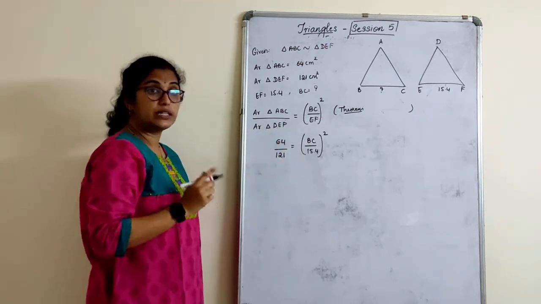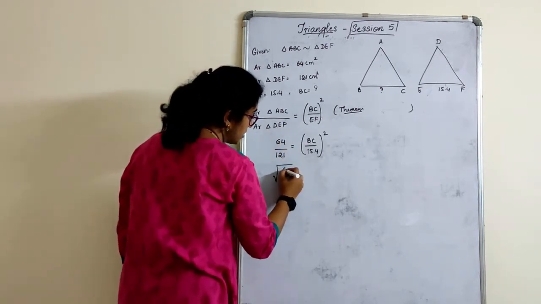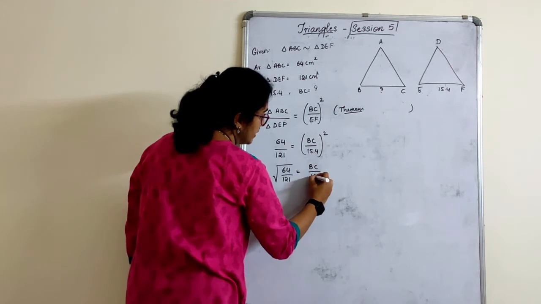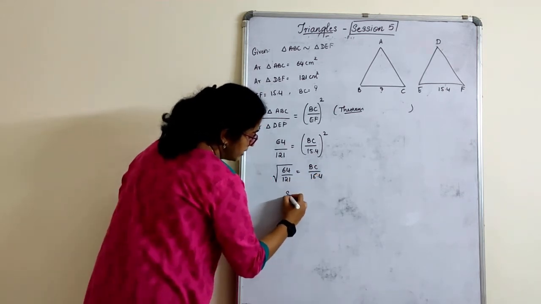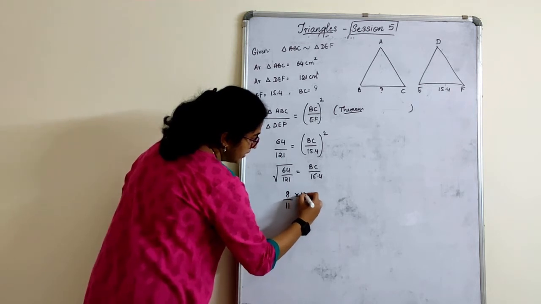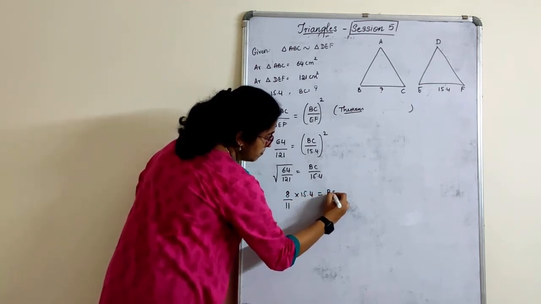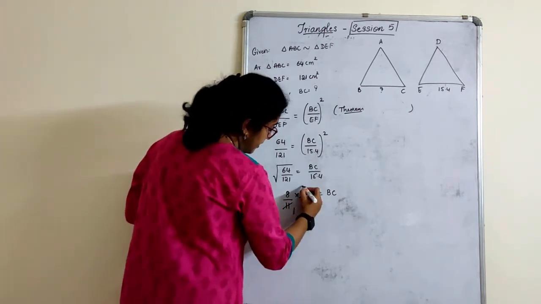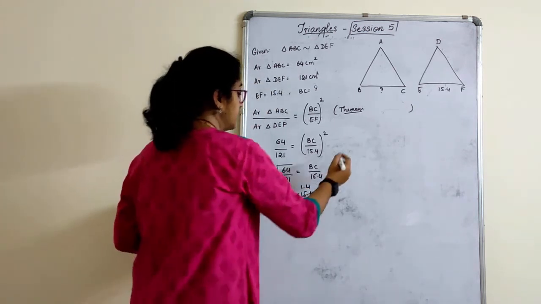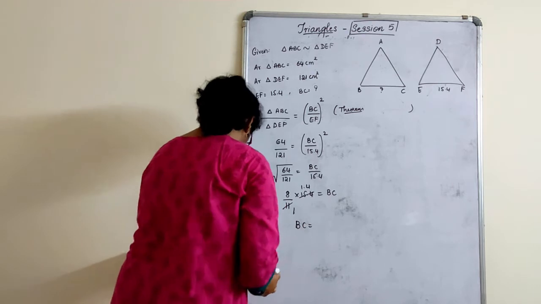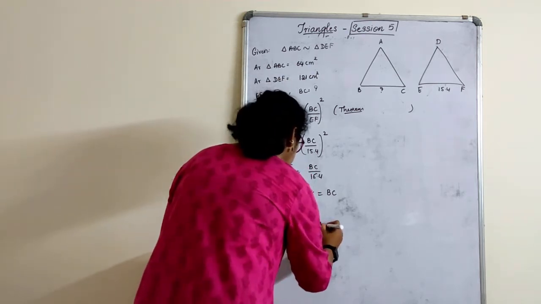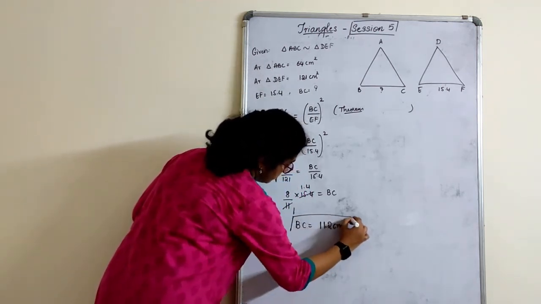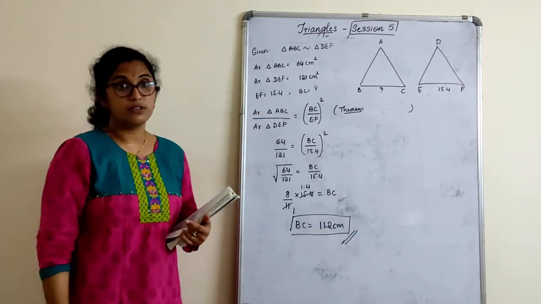When the square shifts to the other side, it becomes a square root. Square root of 64 divided by 121 is equal to BC upon 15.4. The square root gives 8 by 11, into 15.4, is equal to BC. Divisible by 11: 11 ones are 11, 11 fours are 44. Therefore, BC is 14 times 8, which is 112, that is 11.2 centimeters. Understood how to find this?